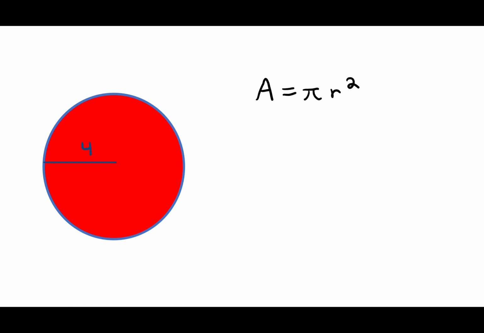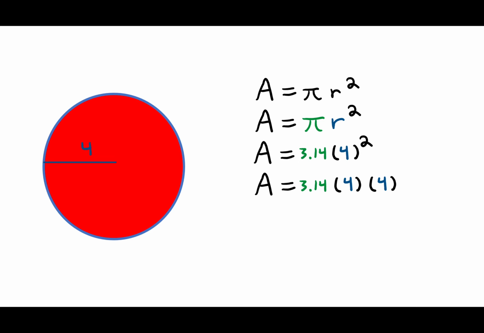Let's try an example. In this problem, our radius is 4. We begin by color coding our formula. Then we can start plugging in information. Pi is always equivalent to 3.14, and the radius in this problem is 4. I find it always helps me to rewrite 4 squared as 4 times 4, just to make sure I don't miss a step. Now, all you have to do is multiply straight across. 3.14 times 4 times 4 equals 50.24.